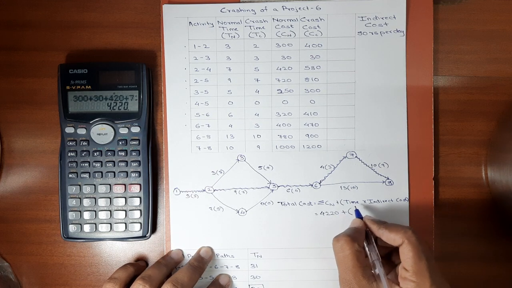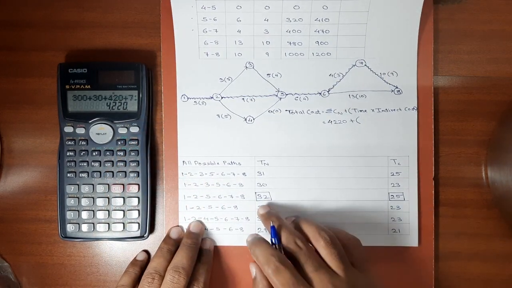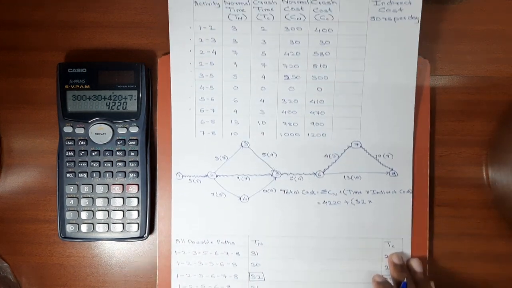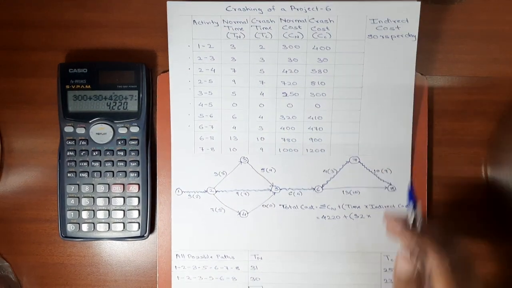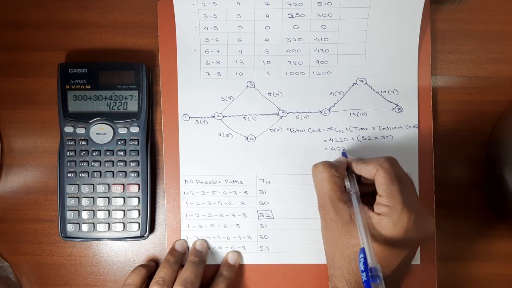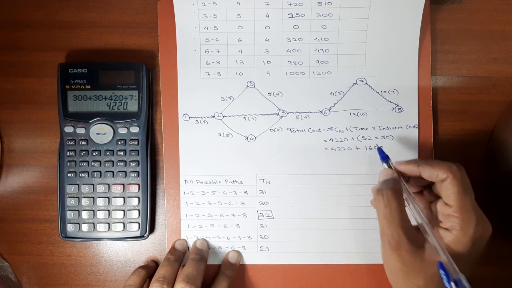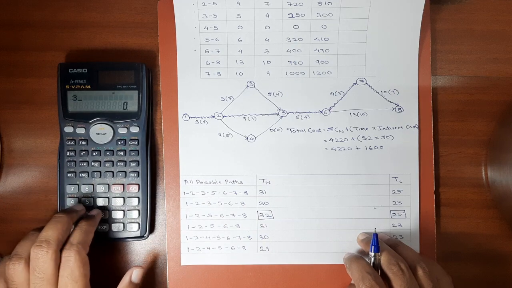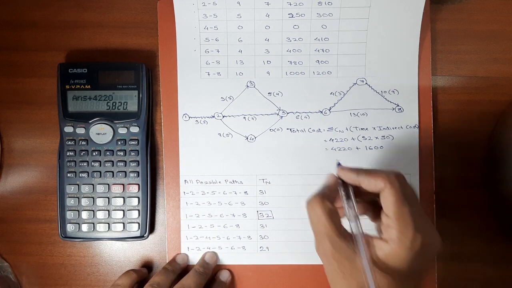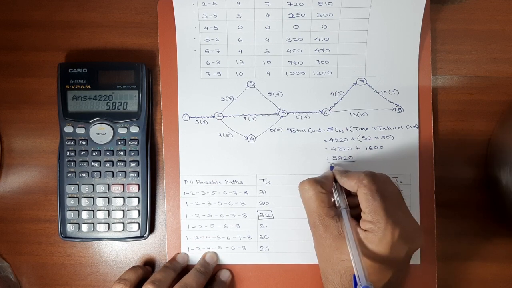plus the time required to complete the project. We'll be taking the maximum time which we got in the critical path, which is 32 days. 32 into indirect cost per day is given here, 50 rupees per day. It is given data. Here we get 4220 plus 1600. 32 into 50 gives 1600 plus 4220. We get the total cost as 5820. This is our total cost.